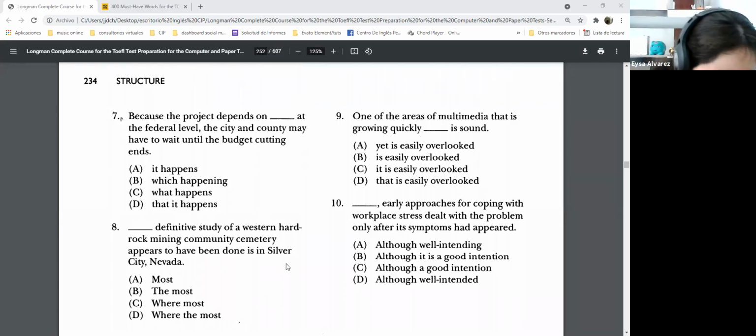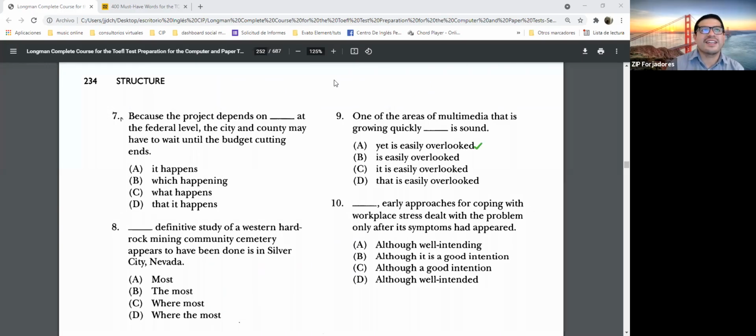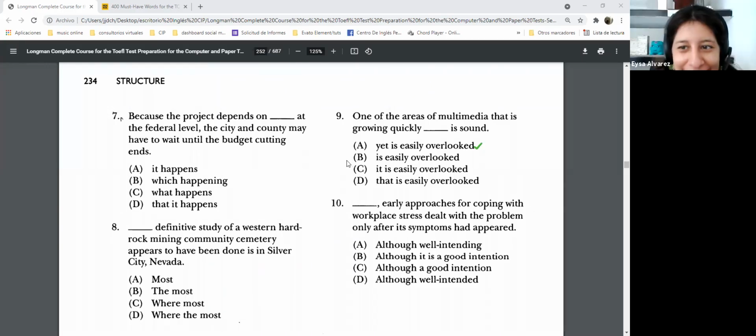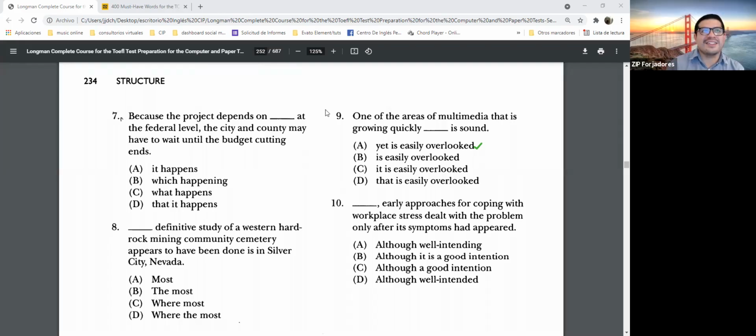Then number 9, I have it incorrect one more time. Yes, I have questions about this one also. I chose letter C, but the correct one is letter A. So let's analyze it.